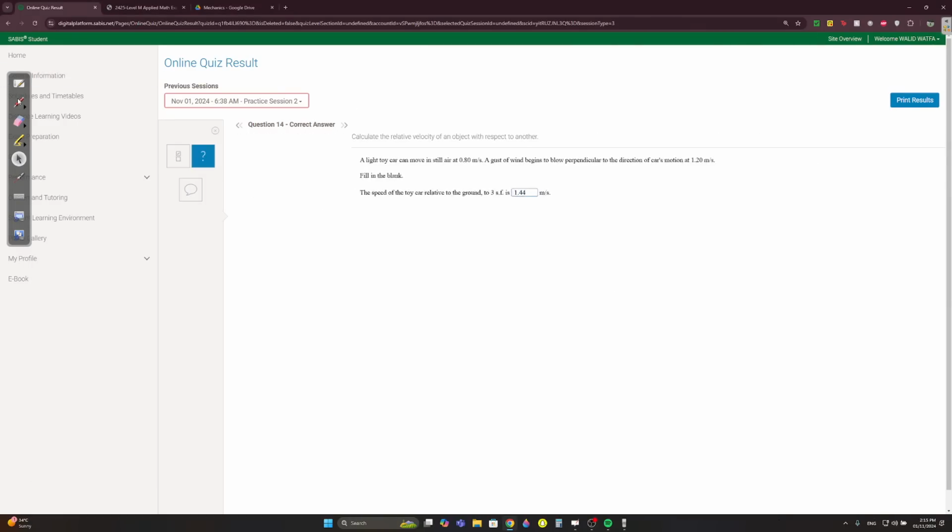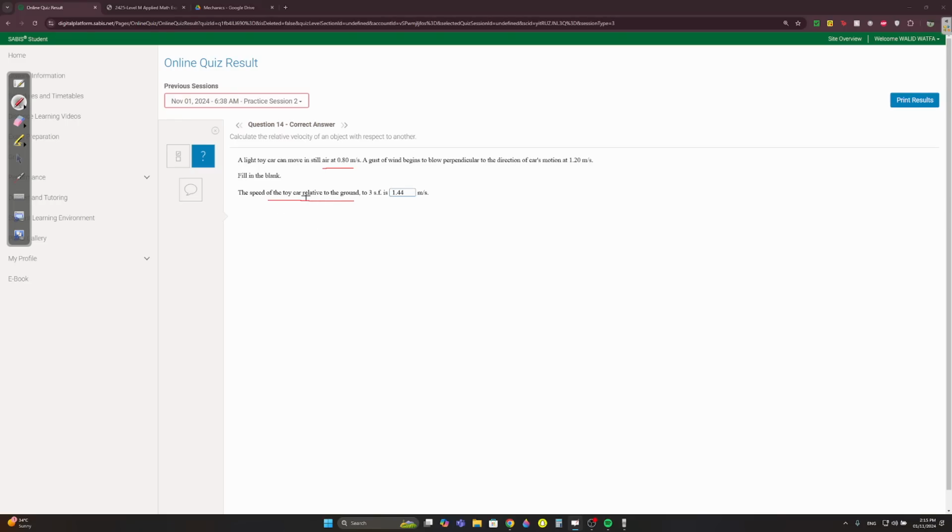Question 14. A light toy car can move in still air at 0.8 meter per second. A gust of wind begins to flow perpendicular to the direction of the car's motion at 1.2 meter per second. Find the speed of the toy car relative to the ground. When you have three objects, three relativities, I like to write it like this: car relative to ground is equal to this, two velocities.